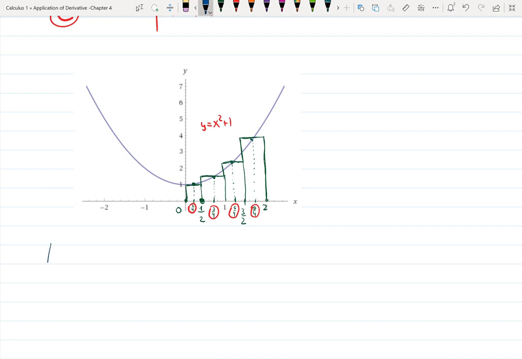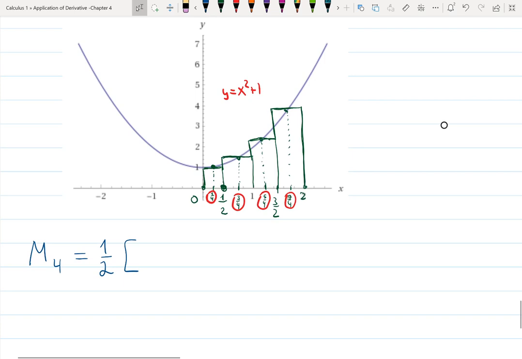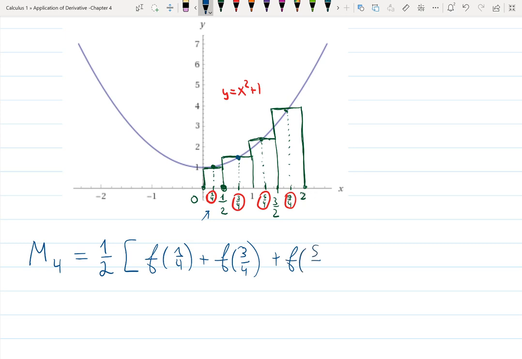So we're going to call it M sub 4. We're going to factor out 1/2. That's still the same base for each rectangle. But now the height of each rectangle comes from the midpoint. The first midpoint is f of 1/4, then f of 3/4, then f of 5/4, and f of 7/4.